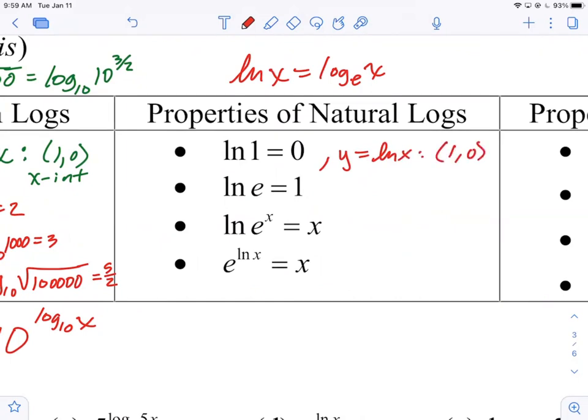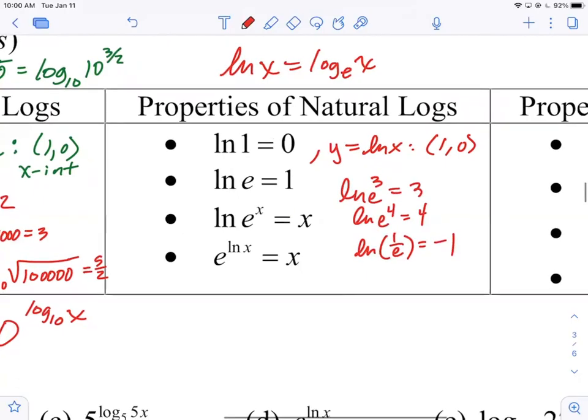What's the natural log of e? It's 1, because it's really log base e of e to the first. What's the natural log of e cubed? 3. What's the natural log of e to the fourth? 4. What's the natural log of 1 over e? -1, right? Because that's the same as e to the negative first. What's the natural log of the square root of e? That's 1/2. Get it? Because the natural log is log base e.